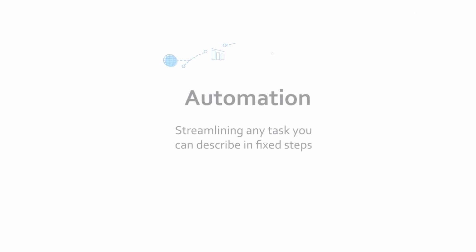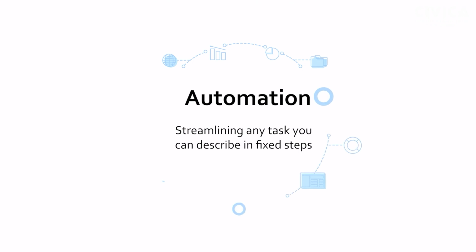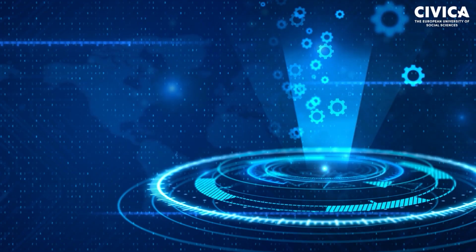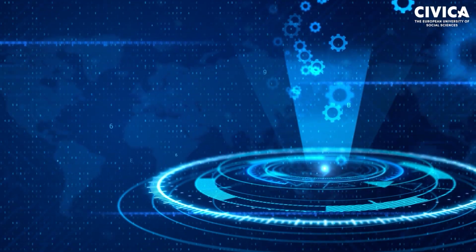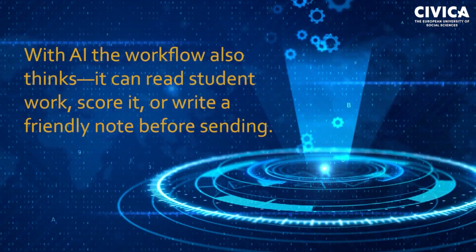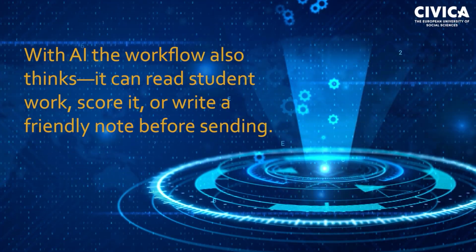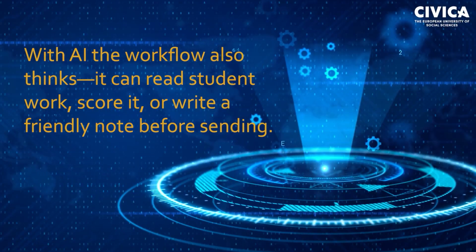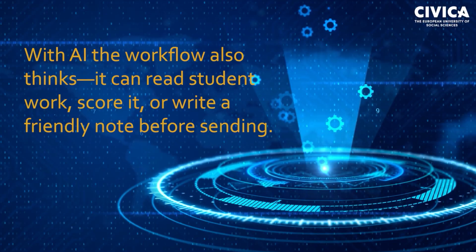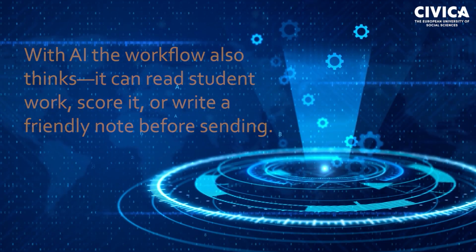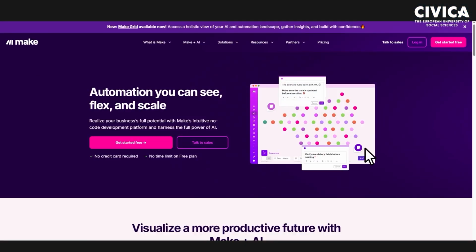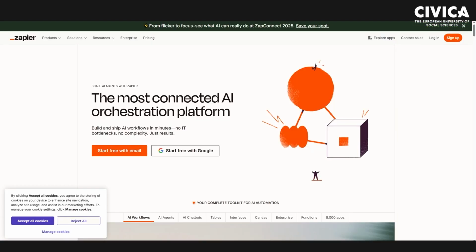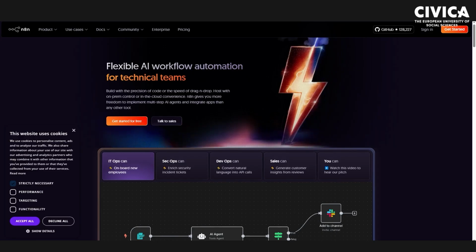Automation is simply streamlining any task you can describe in fixed steps. Traditional systems triggered an email or moved a file. When we add AI, the workflow also thinks. It can read a student's work, score it, or write a friendly note before sending. Platforms like Zapier, Make.com, or N8N let you build these flows with drag and drop blocks.